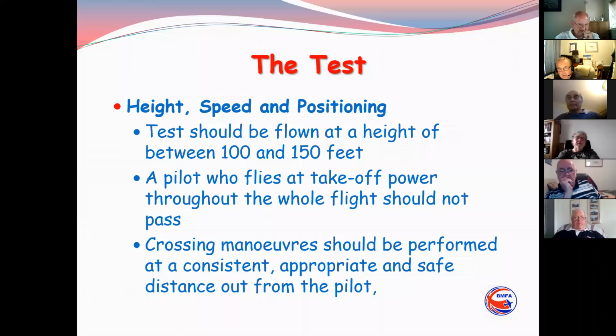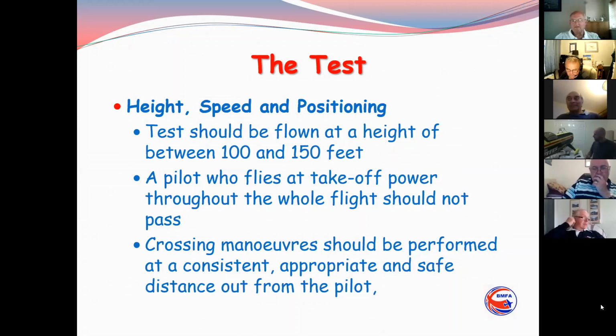Another point to notice there, a candidate that flies at full throttle all the way around should not pass. They clearly either haven't practiced and it's not at a level suitable for passing. And the crossing manoeuvre should be performed at a consistent, appropriate and safe distance out from the pilot. Personally, there's nothing worse as an examiner than having to lean back so you're uncomfortable, with your head right back. Do it out in front where we can see it in a comfortable manner. Plus, of course, it takes you further away from the no flying area, which can only be a good thing.